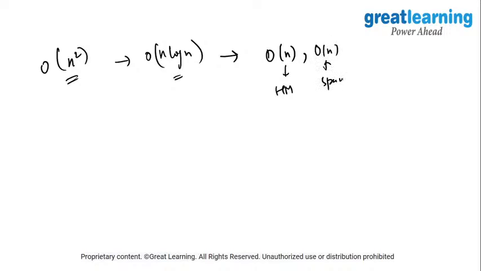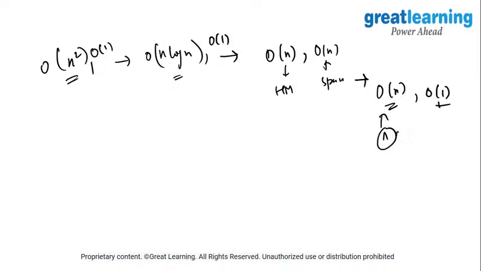Our space complexity was order of n here, and in here it was constant. Then finally we reduced it further to n, and we reduced our space complexity to constant with the help of XOR operation. Okay, so this was our path of solving this problem.